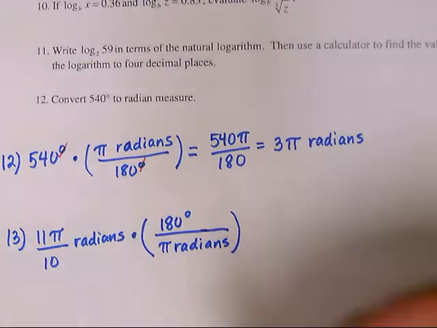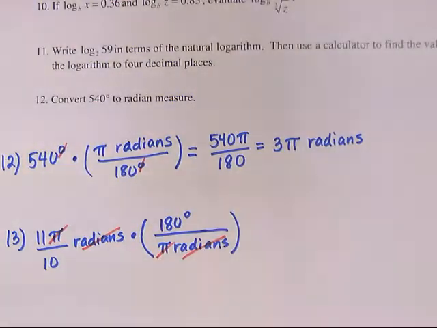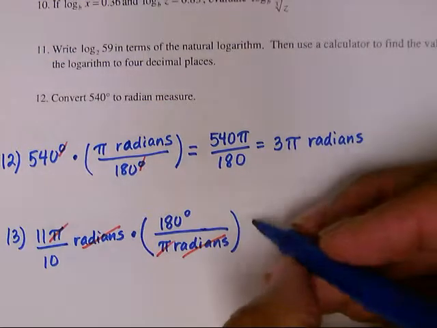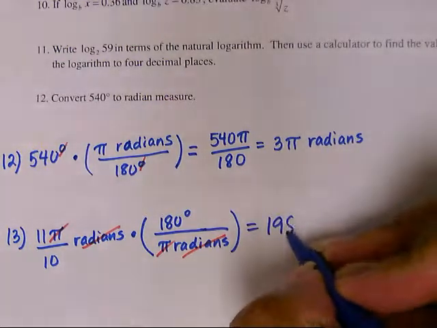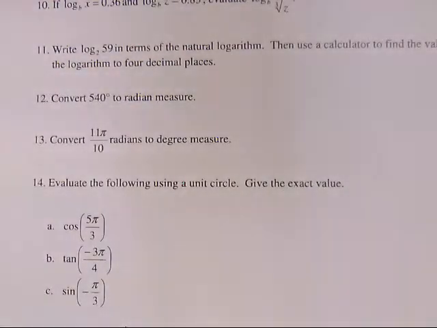So in this case, the radians divide out and your pi's divide out. So you're left with 11 times 180 divided by 10. And this you can just do on the calculator. 11 times 180 divided by 10. You'll end up with 198 degrees. And that's the equivalent to 11 pi over 10 radians. Okay. That's problem number 13.